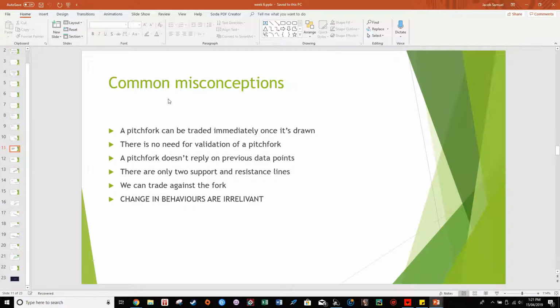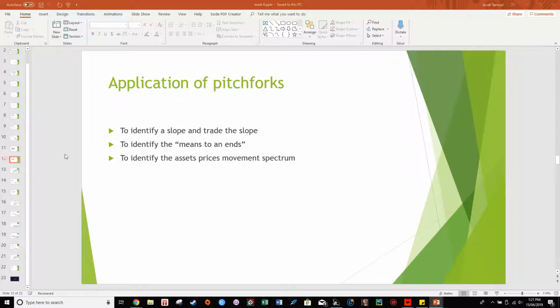So let's go to an example. I think I've got one. This is just the applications of a pitchfork. Identify the trend or slope. It's borderline what Garn suggested in a lot of his work. However, this one works pretty much on just trying to identify support resistance areas. It is a means to an end. What does that mean? It encompasses what you should have in your strategy. You need something that identifies your support resistance areas. This will do it very well. And it identifies the asset price movement spectrum. What does that mean? From high to low, low to high, and anything in between. Does anyone have any questions about that little summary there?